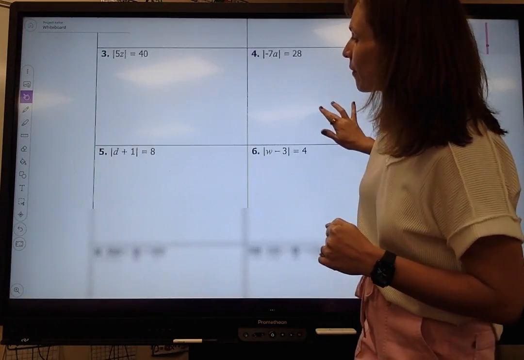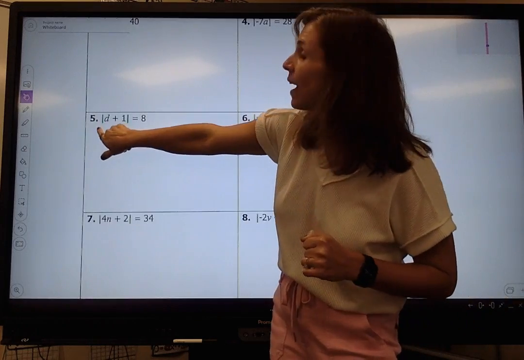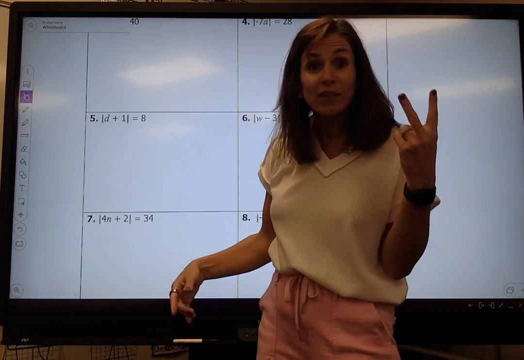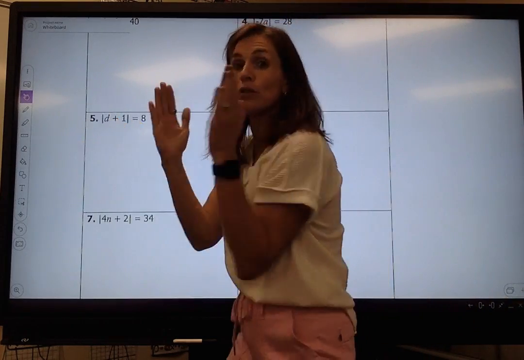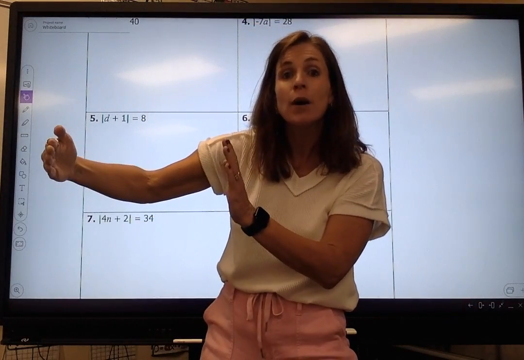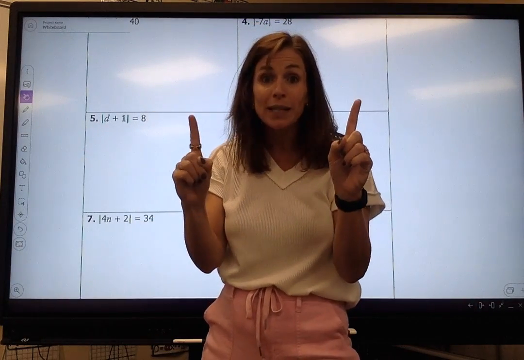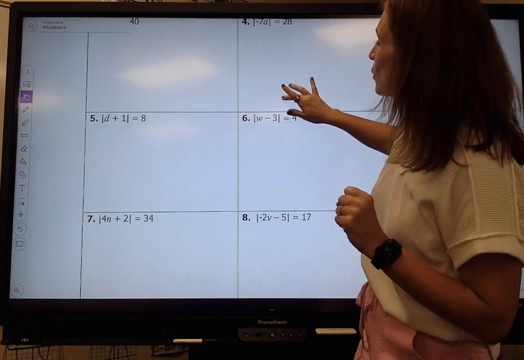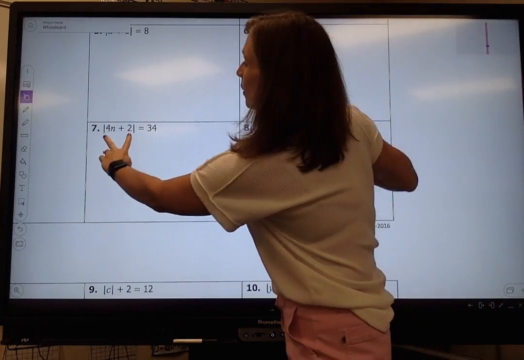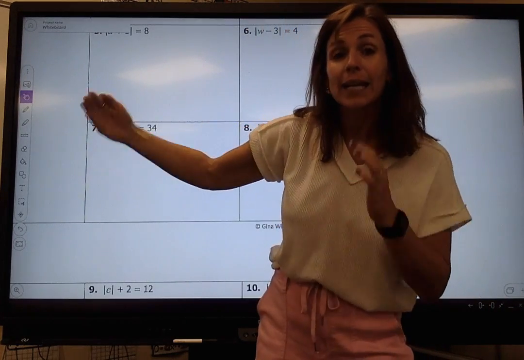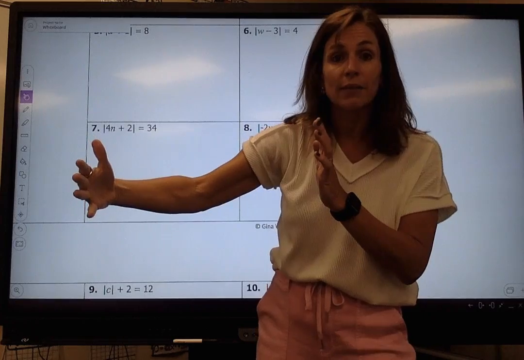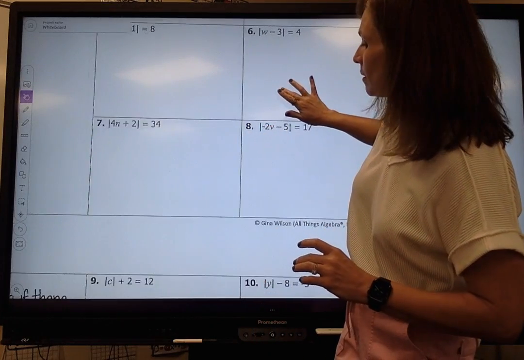Look at number 5. Is 5 isolated? Yes. Even though it has 2 terms, that absolute value is by itself on one side of the equation. That's what it means to be isolated. Look at number 7. You got lots of things going on. It is isolated. It is by itself on one side of the equation. Jump down to number 9.